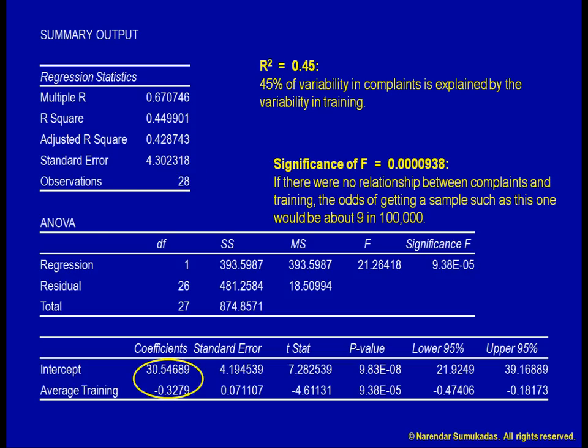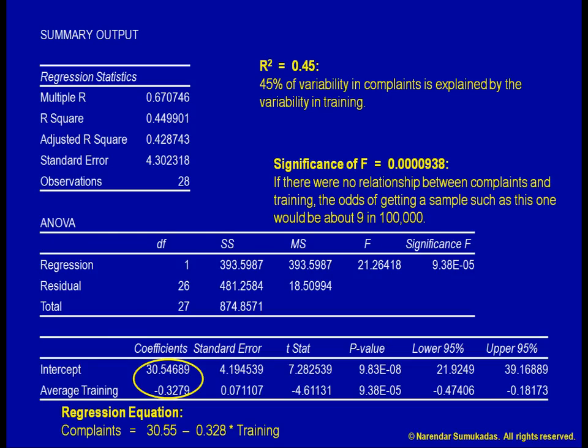The intercept and slope of the regression line of best fit give me some more information about the relationship. The regression line allows me to estimate the number of complaints I can expect given a certain training level. This estimate is given by the equation complaints equals 30.55 minus 0.328 times training.